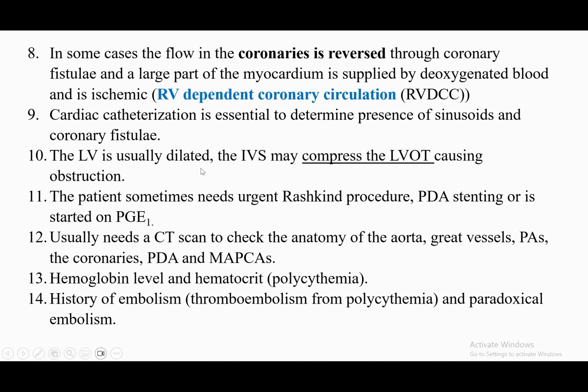The LV is usually dilated. The IVC may compress the LVOT, causing obstruction of the LVOT. The patient sometimes needs urgent Rashkind procedure, PDA stenting, or is started on prostaglandin. Usually needs a CT scan to check the anatomy of the aorta, the great vessels, pulmonary arteries, coronaries, PDA, and MAPCAs. Hemoglobin level and hematocrit, polycythemia, history of embolism, either thromboembolism or paradoxical embolism.